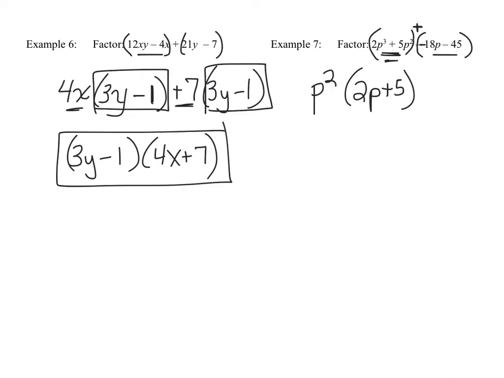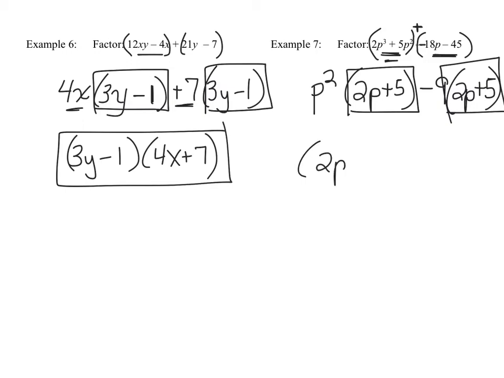In the next set of parentheses, the GCF here is negative 9. I'm pulling out a negative 9 because that negative 18p is negative, right? So you've got to pull out a negative 9. And then you're left with positive 2p plus 5, because negative 18p divided by negative 9 is positive 2p, and negative 45 divided by negative 9 is positive 5. My GCF of both of these terms is 2p plus 5, right? So I'm left with a 2p plus 5, and then what's left on the inside is p squared minus 9.